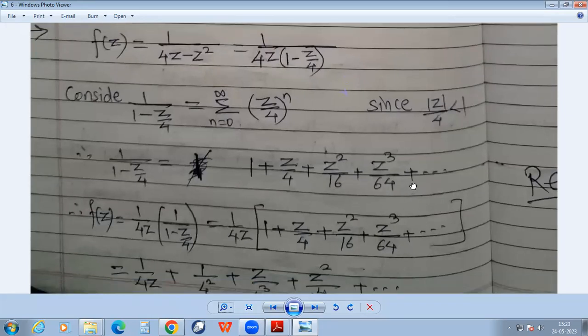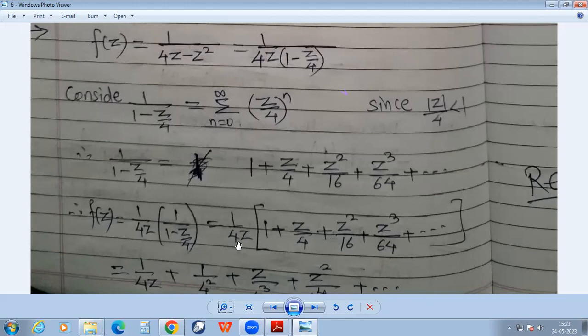Fine. This is the ready-made expansion, we know. Whenever mod of z by 4 is less than 1, we'll have this expansion. This is very direct. Now you multiply it outside by 4z. If you multiply it outside by 4z, what happens is this.